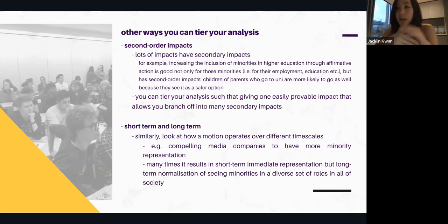So you can tier your analysis such that you give one really easily provable impact that just seems so intuitive and obvious. They can just branch off into many secondary impacts and you just analyze that those happen. Just like I did right there.